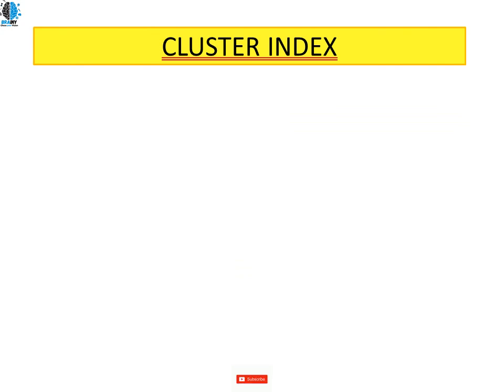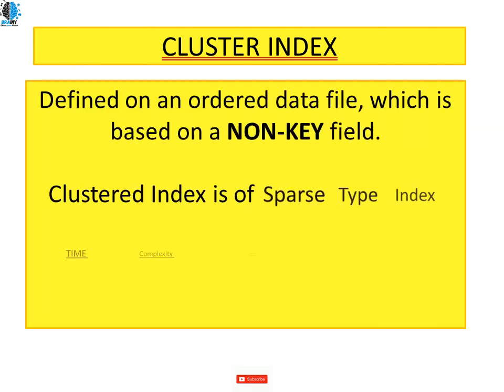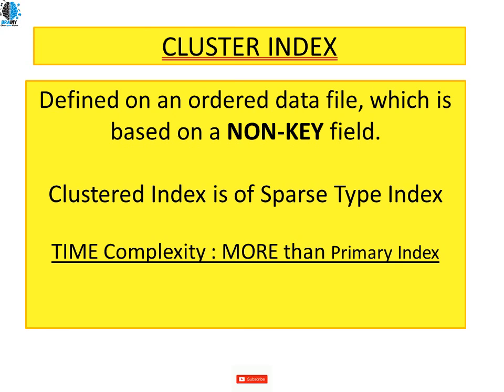Cluster index. So what is a cluster index? It is defined on an ordered data file which is based on a non-key field. In the example, I have already shown you what a non-key is. What was the non-key? Department ID. On the basis of that we have created the cluster index. Cluster index is a sparse type index. So what is a sparse type index? One data pointer per block from the index table to the data table. So only one pointer will be there from the index table to the data table. So time complexity will be more compared to our primary index.